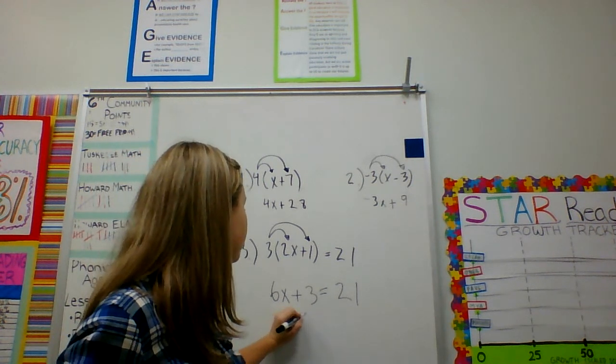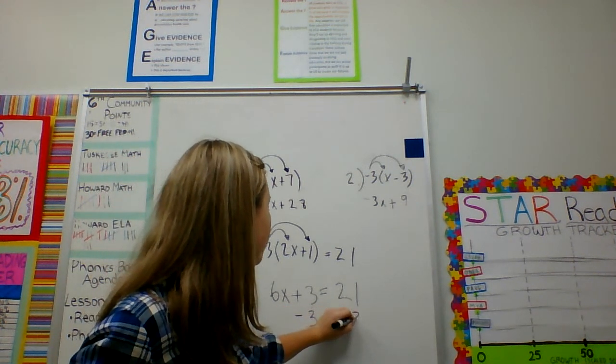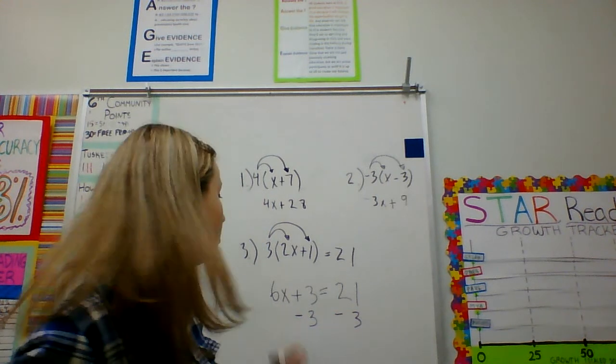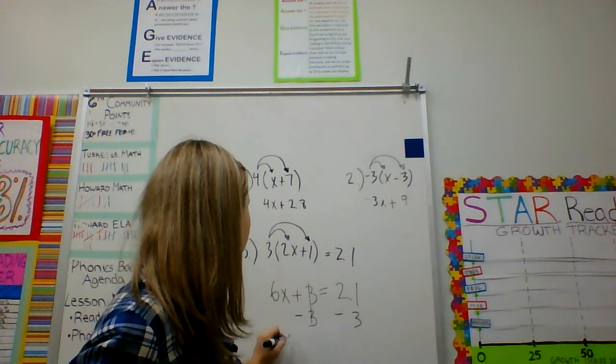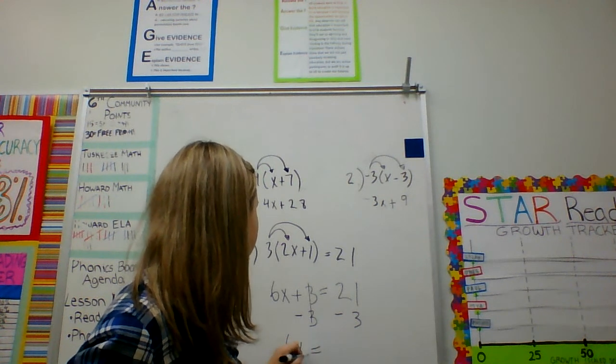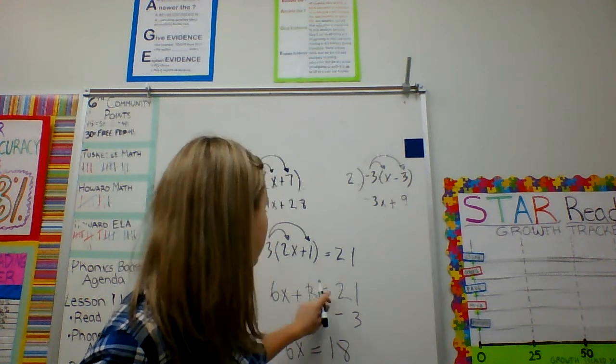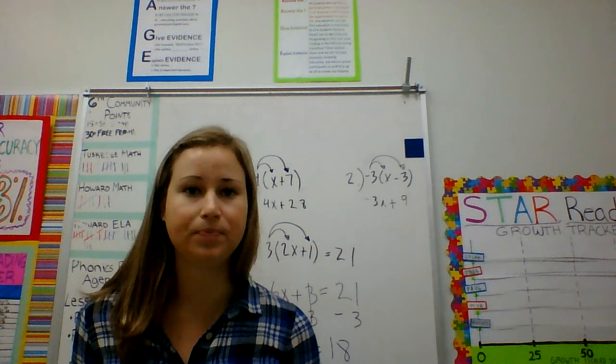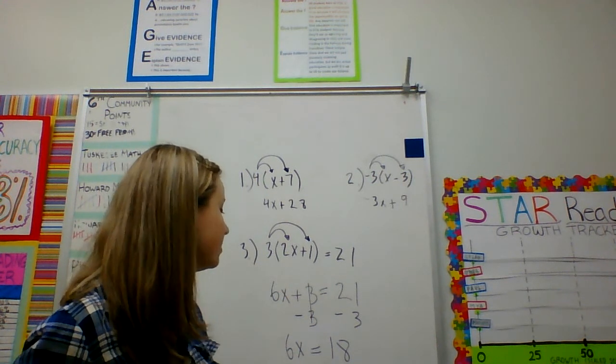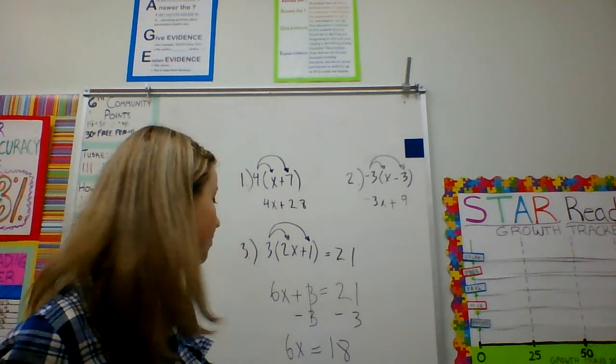Now, I see addition. I'm going to undo it. I'm going to subtract 3 from both sides. 3 and -3 cancel out. So I'm left with 6x is equal to 18, because 21 minus 3 is just 18. So now I've got 6x is equal to 18.